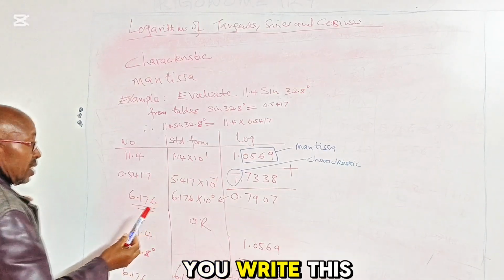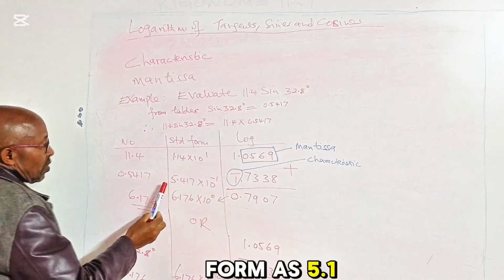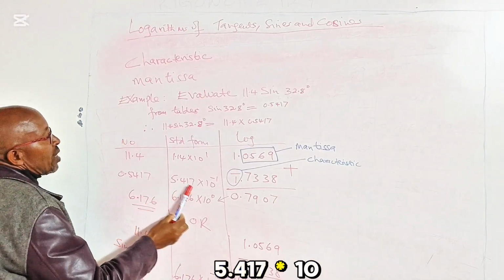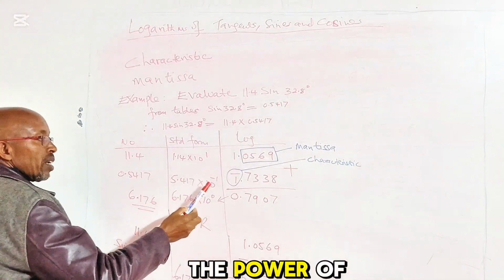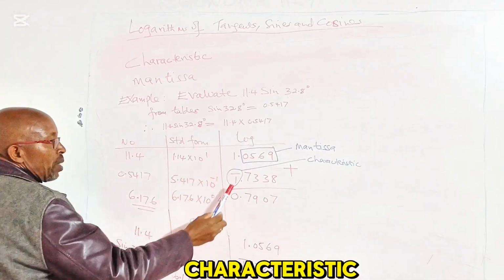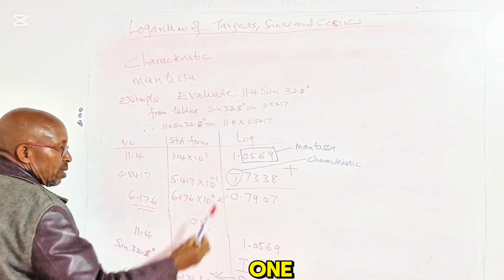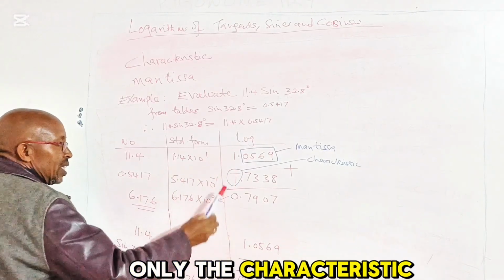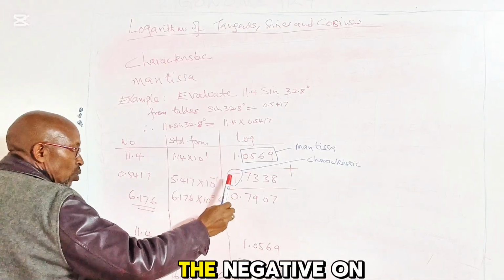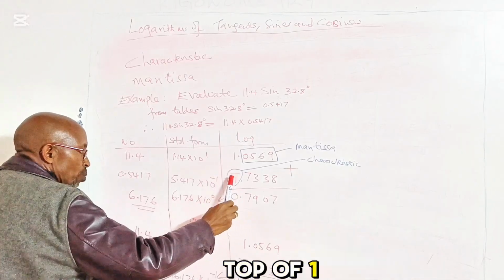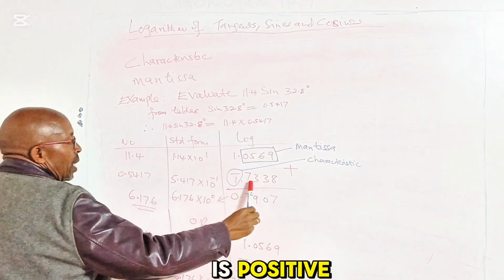When you have 0.5417, you write this in standard form as 5.417 times 10 to the power negative 1. The power of 10, which is negative 1, becomes the characteristic, so you write it as bar 1, because it is only the characteristic that is negative. So we write the negative on top of 1. The other part is positive.